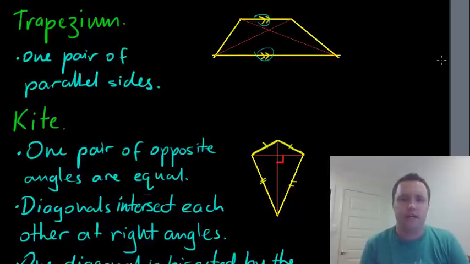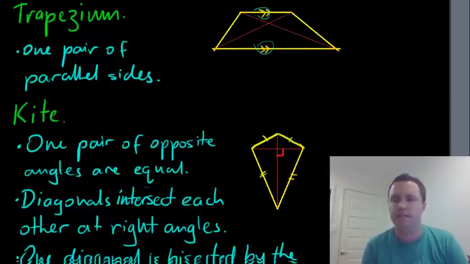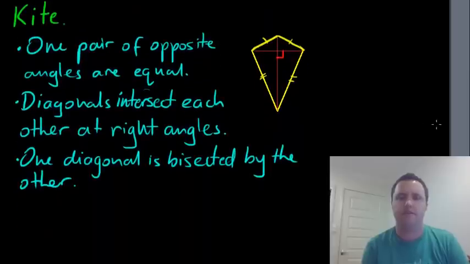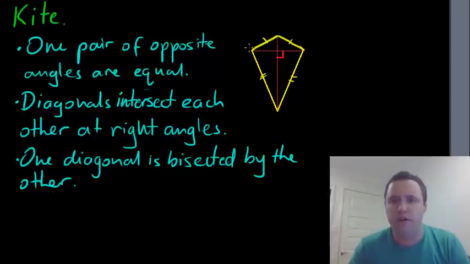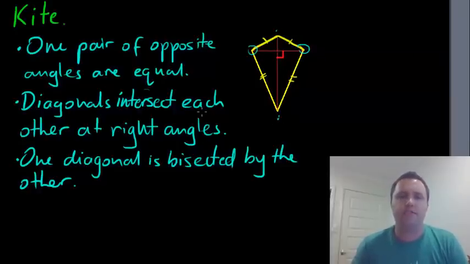Right, the kite. We've got one pair of opposite angles that are equal. So this angle is equal to this one. However, this end here is not equal in angle to that one there. So we need to be careful with our kite. Our diagonals intersect each other at right angles, like our rhombus. Here we have a right angle. But only one diagonal is bisected by the other.